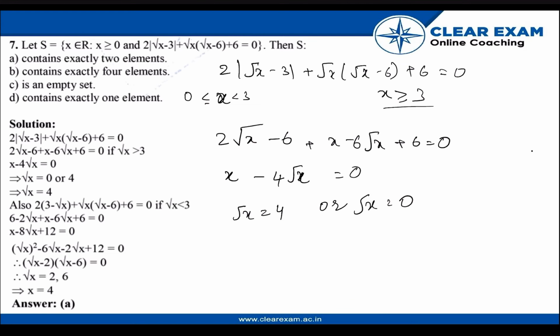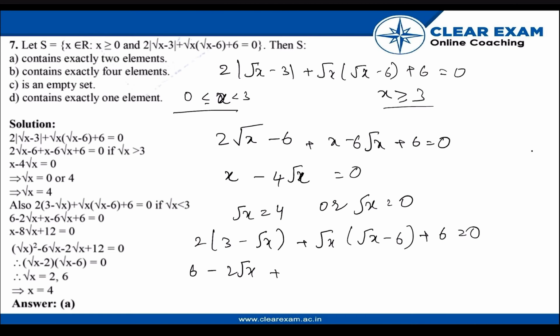Now let's take the second condition, where x is less than 3. So we have 2 into (3 minus root x) plus root x into (root x minus 6) plus 6 equals 0, and x is less than 3. So we have 6 minus 2 root x plus x minus 6 root x plus 6 equals 0. This implies we have x minus 8 root x plus 12 equals 0, since 6 plus 6 is 12.